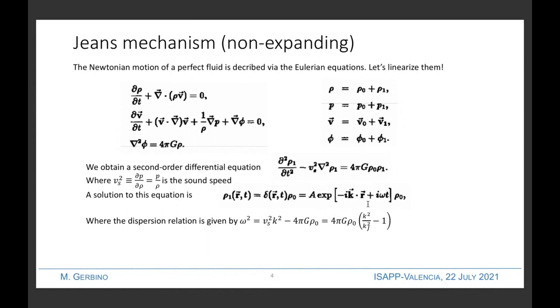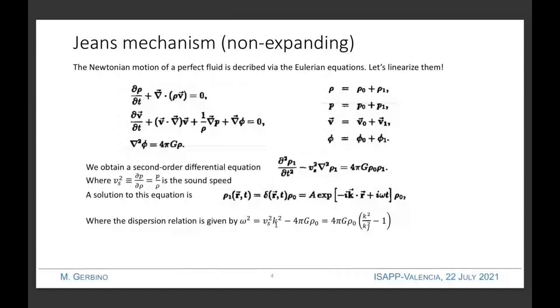Now, this solution can have two different qualitative behaviors depending on the sign of the dispersion relation, which depends on the balance between these two terms. One term depends on the sound speed and another term depends instead on the effect of gravitation, on the gravitational constant. We can recast the dispersion relation in this way, introducing kj, which is the so-called Jeans wave number.